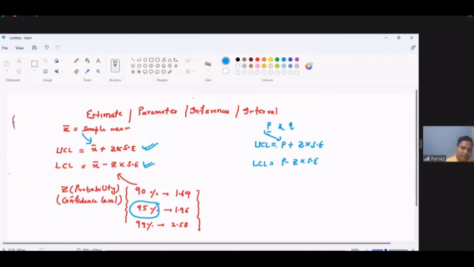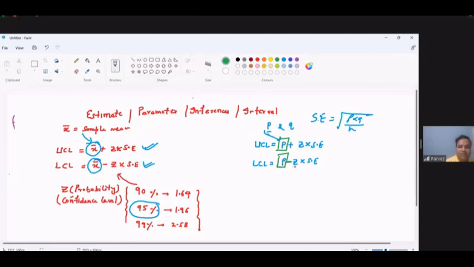Instead of X bar, I'm just using P. If the standard error you are finding by the formula using P into Q by n, then X bar you will not get, so direct formula P to use. Instead of X bar, I'll be using P. That's it. Clear?